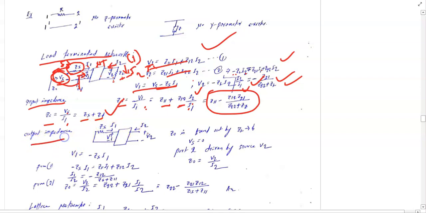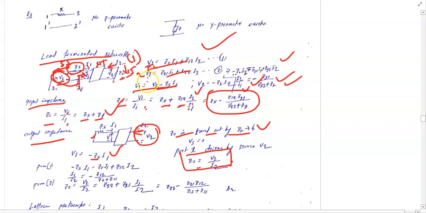Then output impedance, by definition Z0 is found by first setting your load to infinity. What does infinity mean? That means you need to disconnect the load ZL. Then drive port 2 with a voltage source V2 and measure the current I2. At port 1 the source should be reduced to 0, that is, the voltage source we applied is reduced to 0, which means short circuit. Now from the input side you see V1 is equal to minus Zs I1, and by definition Z0 is equal to V2 upon I2.